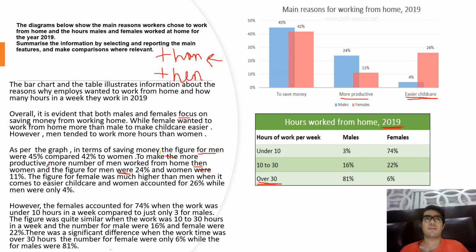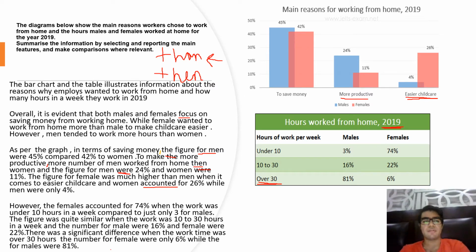Comes is when you're talking about the present, but 2019 is already gone. So say when it came to easier healthcare, and women accounted. See, here you used a good word, accounted. We're talking about the past, and women accounted for 26%, while men were only 4%. Good sentence.